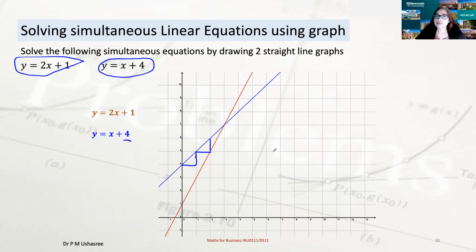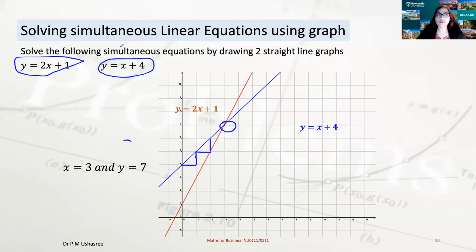Look at that. What is the point of intersection? 3, 7. So that is the solution for these two straight lines. That's the point which satisfies both lines, and the only point, because that's where the two lines intersect. You don't have any more solutions when you solve these equations simultaneously.